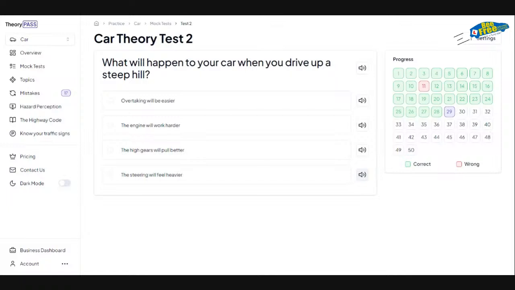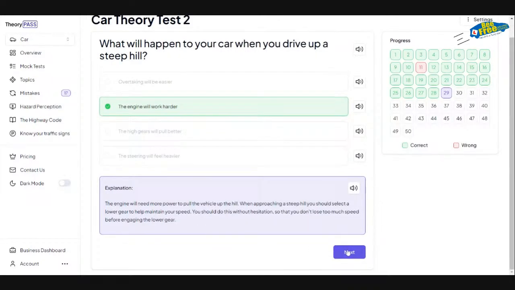The engine will work harder. If you imagine your engine is like being on a bicycle, when you're on a bicycle you become the engine, basically. So do you have to work harder to pedal up the hill? Yes, you do. When you're going downhill, can you just relax and enjoy the view? Yeah, so it's similar to the engine. So the engine's going to have to work harder. The other two don't make any sense.